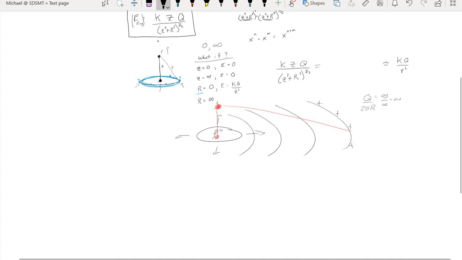If I put infinity in for r, then the value of z doesn't matter. And I now have kzq over, let's see, infinity cubed, which, you know, that doesn't really matter. This whole expression is going to go to 0.